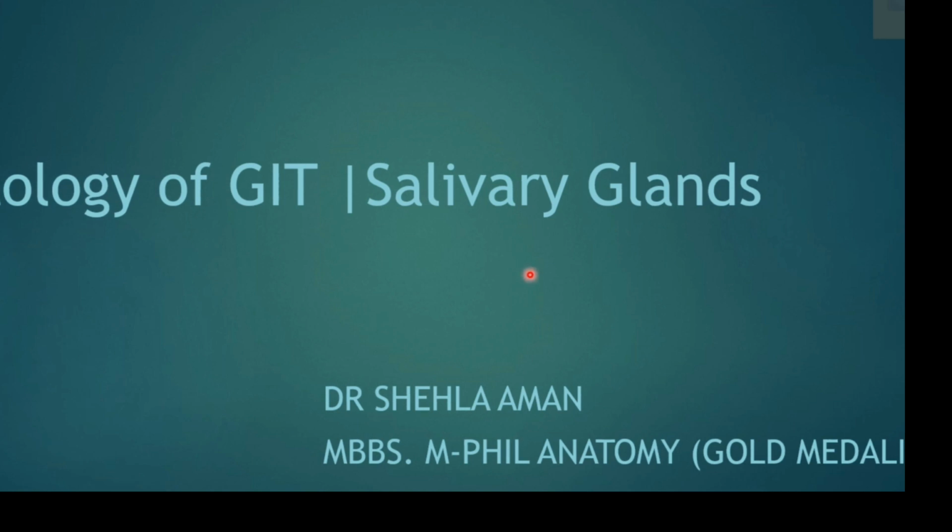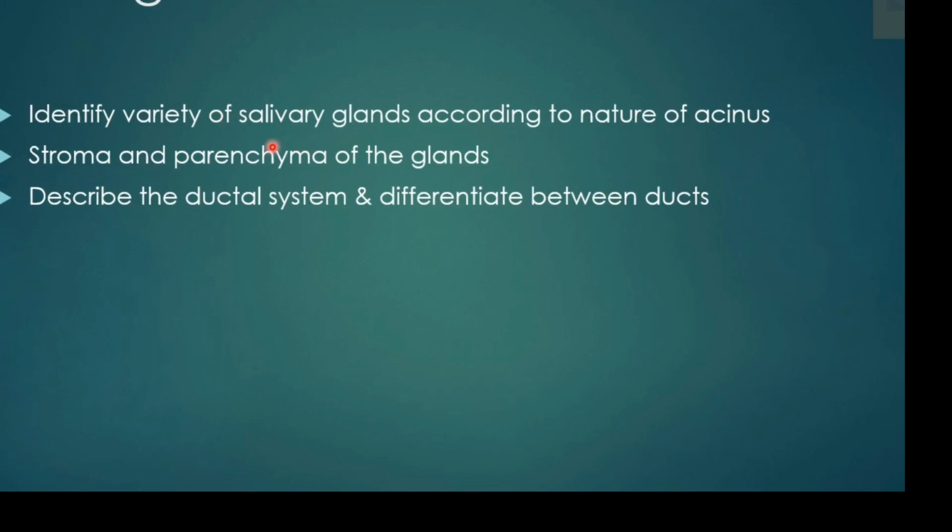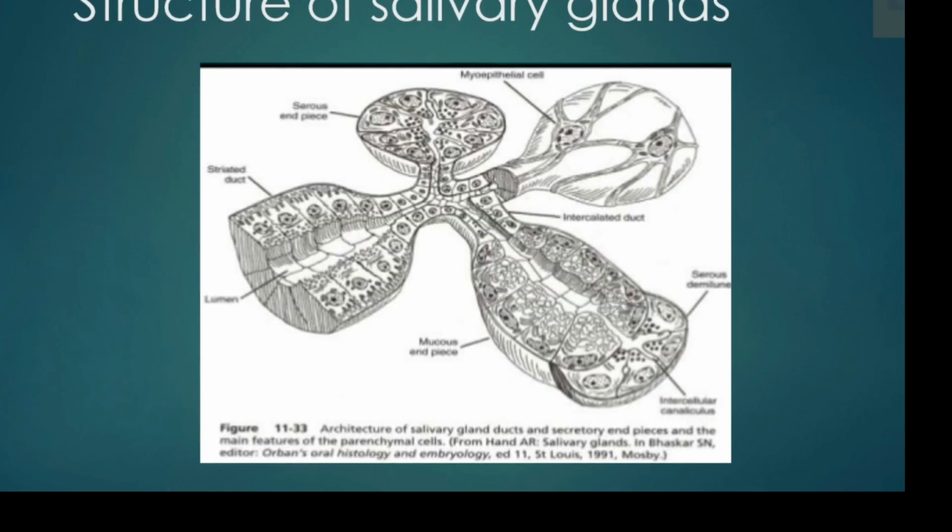Today we are going to discuss the histology of the salivary glands. The learning outcomes for today's class are to identify the variety of the salivary glands according to the nature of the acinus, to study the stroma and the parenchyma of the glands, and to describe the duct system and differentiate between the ducts.